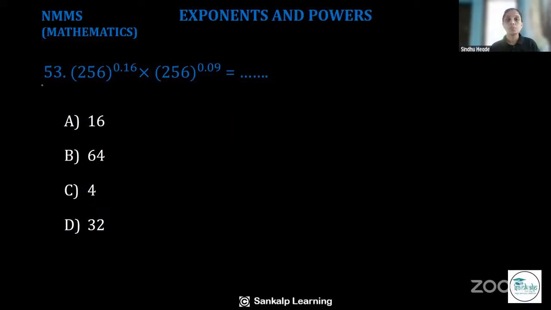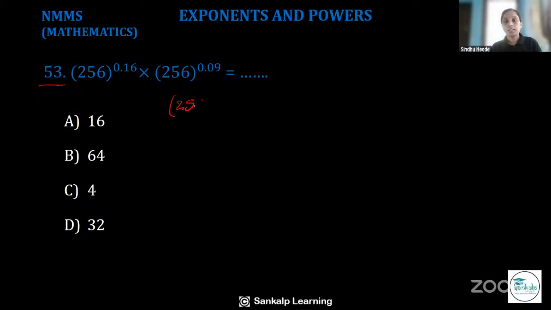Let us see question number 53 of the chapter Exponents and Powers. 256 raised to 0.16 into 256 raised to 0.09 is equal to what? Option A, 16, option B, 64, option C, 4, option D, 32.